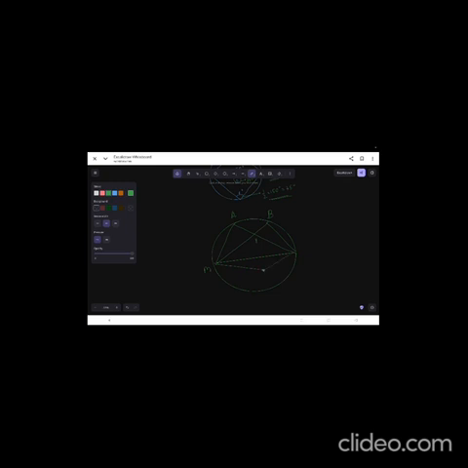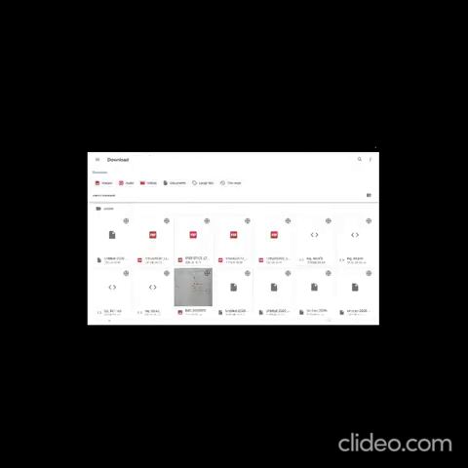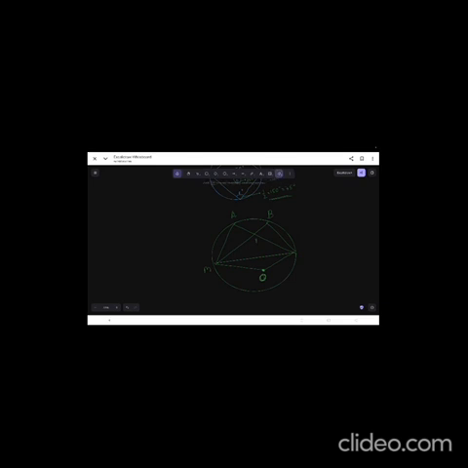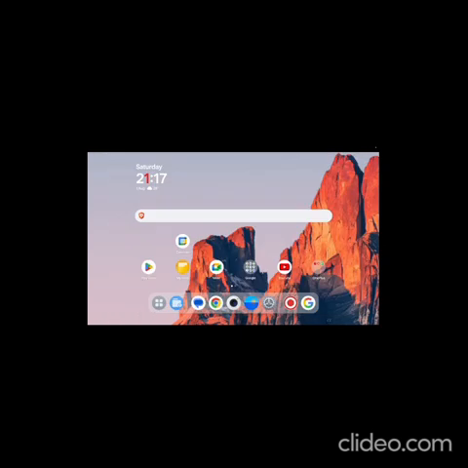Okay, so this is not center O. I know it is not looking realistic, but this is center O. Read the question very carefully. Don't just look at the diagram, assume it in your mind.